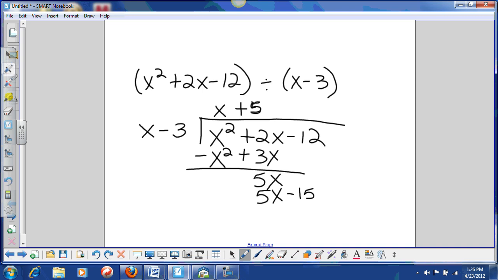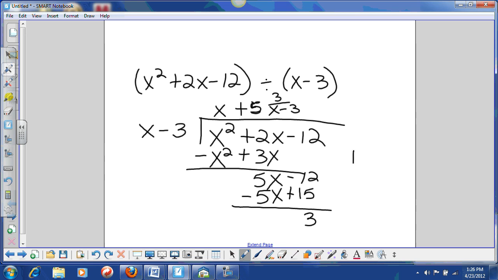But now, let's bring down our negative 12. But remember, we're subtracting 5x minus 15, so you have to change all the signs. So it's negative 5x plus 15. 5x minus 5x, we got rid of, and negative 12 plus 15 is 3. This is our remainder. What we're left with after dividing actually becomes our numerator over our divisor.